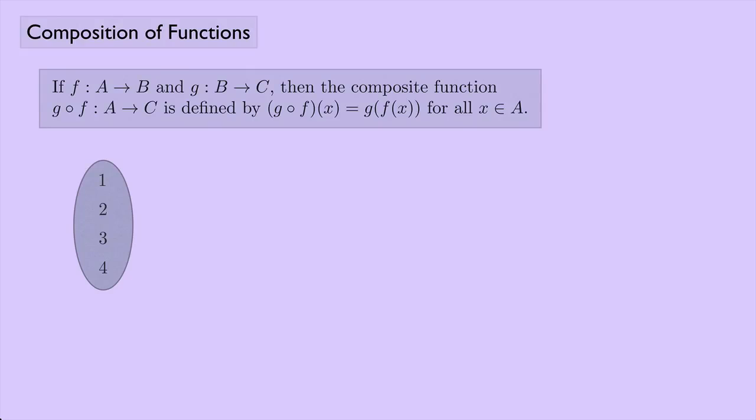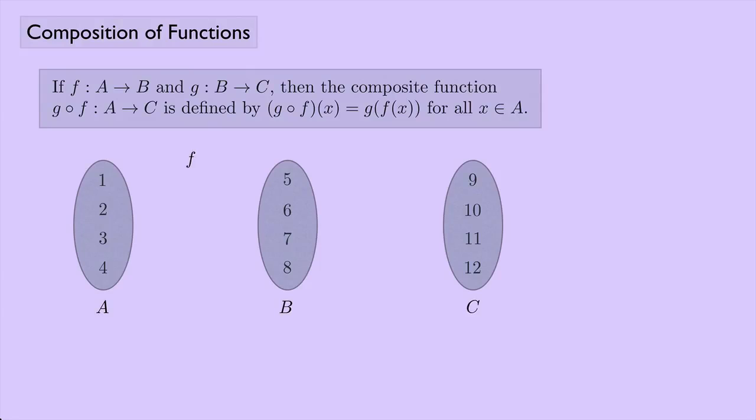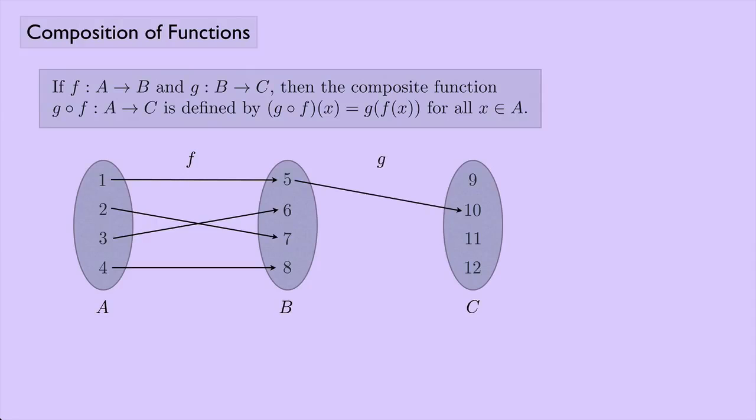Suppose I have the set of numbers 1, 2, 3, and 4, and I'll call that set A. And then I have the set of numbers 5, 6, 7, and 8. I'll call that the set B. And then I have the numbers 9, 10, 11, and 12, and I'll call that the set C. And then I'll define a function f that maps 1 to 5, 2 to 7, 3 to 6, and 4 to 8. And then I'll define a function g that maps 5 to 10, 6 to 9, 7 to 11, and 8 to 12. And now let's ask, what is g composed with f of, and we'll pick a specific number here.